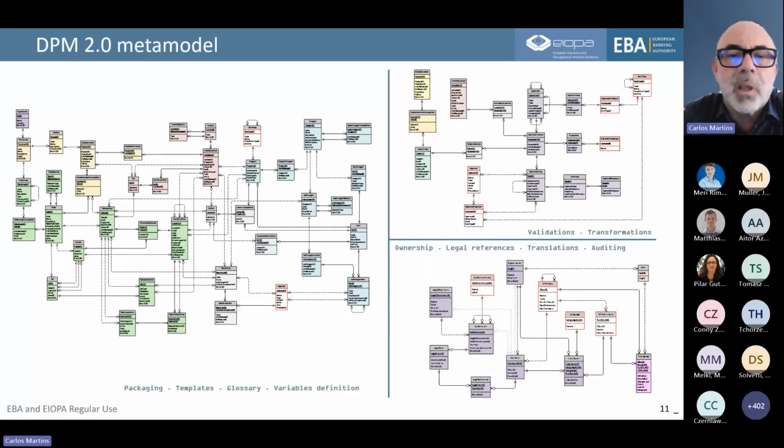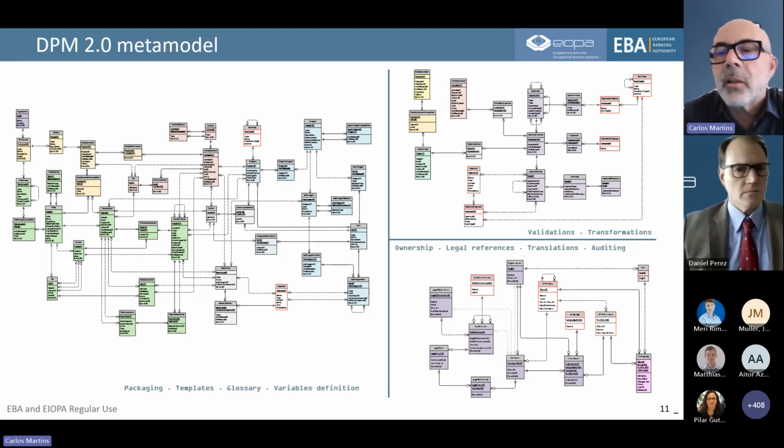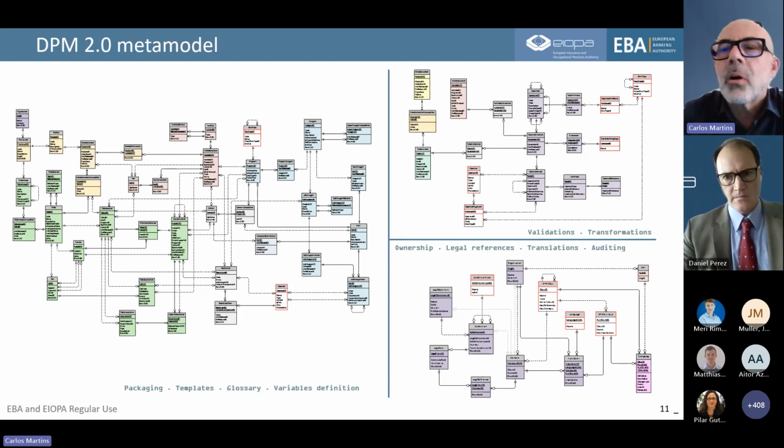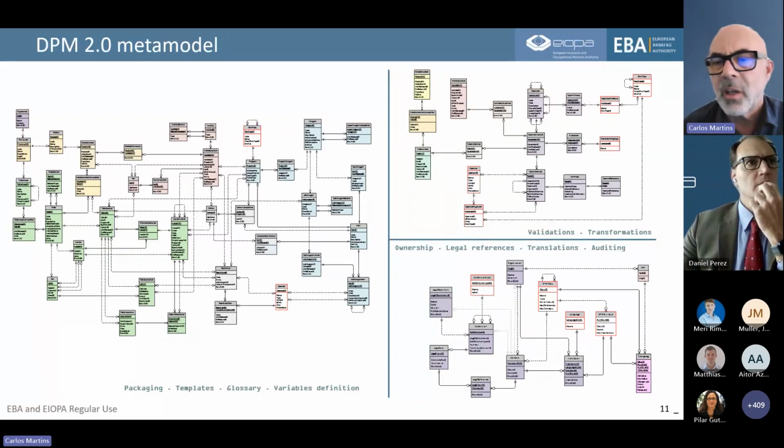You see here a picture of the whole DPM 2 model. One area is for the core DPM: modules, templates, the glossary, the variables, and then the operations metamodel in the top right corner. At the bottom is another block which deals with generalizing the concepts and associating them to owners, allowing translations, and allowing legal references to also be linked to the concepts of the DPM.